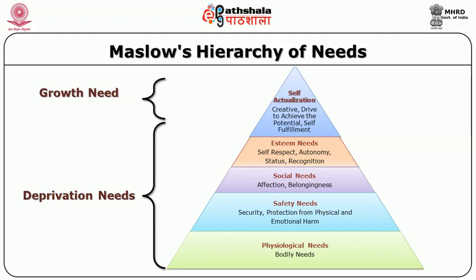Those needs need to be satisfied, then only an individual can go ahead for his social needs. That is like Aryans did, they settled down at Saptasindhu. So they created the society and then they started getting affection, love, family, everything, and then they could think of the esteem needs, that is self-respect, autonomy, status and recognition. I do that because I want to become so and so. That is my esteem needs.